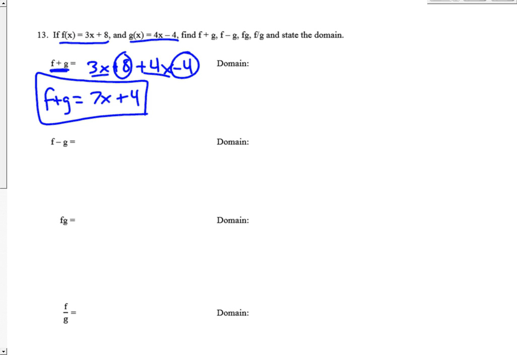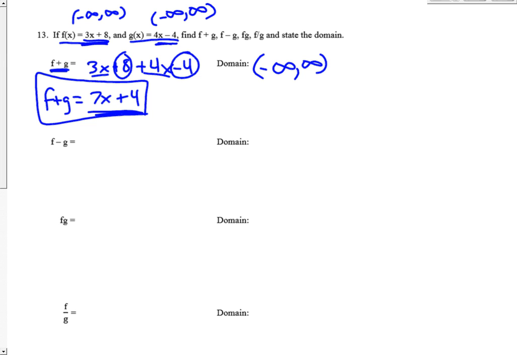To find the domain, we need to look at the domain of each of the original expressions and then put that together. If we start out with the 3x plus 8, the domain there is all real numbers, so from negative infinity to positive infinity. And actually, same thing with 4x minus 4. We are going to use all real numbers. When we look at our final expression, there are no limitations anywhere, so our final domain is still going to be all real numbers.